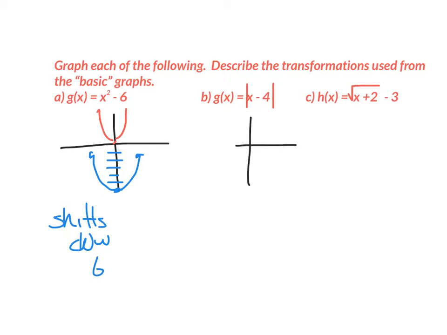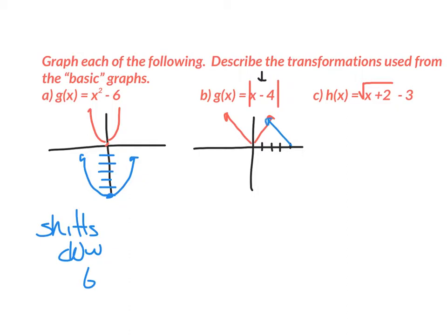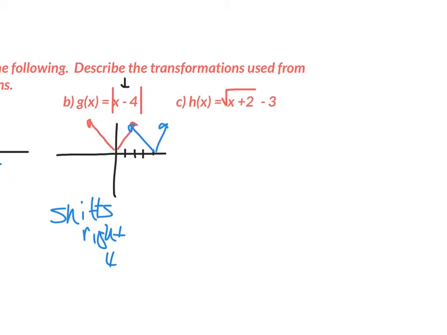Let's try the second one. The second one here is an absolute value. Remember, absolute value usually does this right here. Now this one says it's been shifted right 4 because the minus 4 is inside, and you go opposite. So I'm going to go right 4 and draw my V. So when you describe it, you would say it shifts right 4.